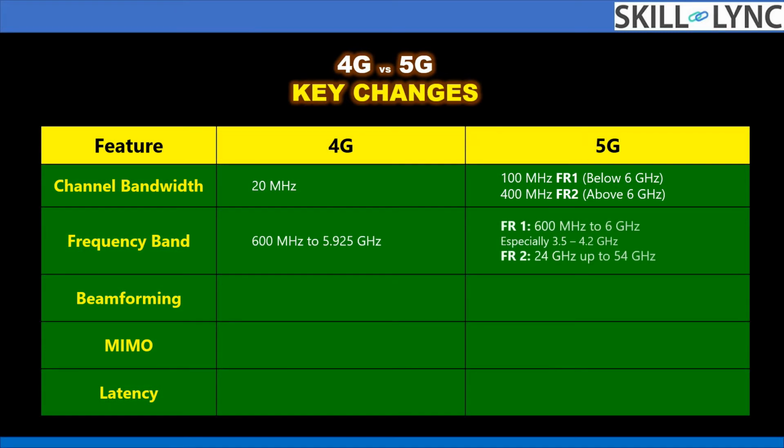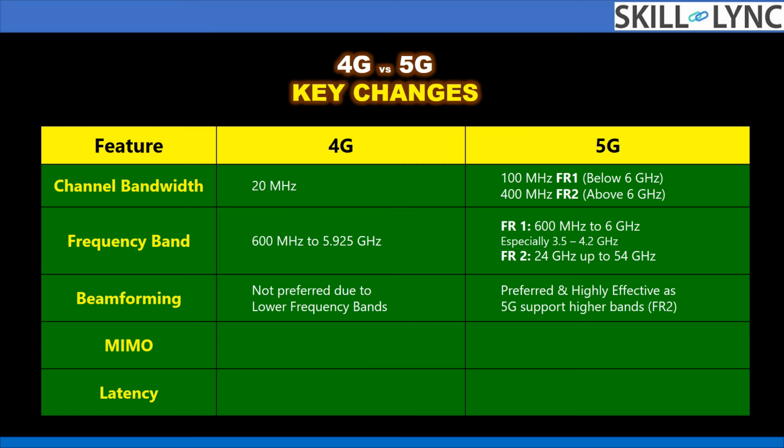Coming to the frequency bands, 4G can only support low and mid-range frequencies, that is 600 MHz to 5.9 GHz, while 5G can support higher frequency bands like in FR2, where the range is about 24 GHz to 54 GHz. By using higher frequency ranges, 5G can take full advantage of beamforming technology to get higher speeds. Other changes are in MIMO technology, where 4G can use up to 8 layers, but 5G can support up to 64 layers. Latency is also greatly reduced in 5G.